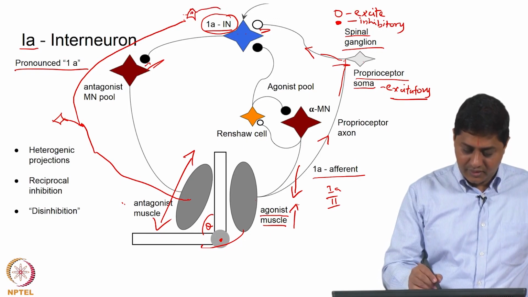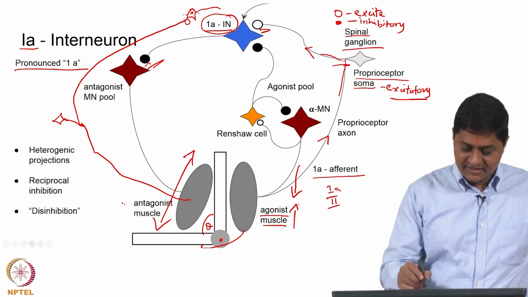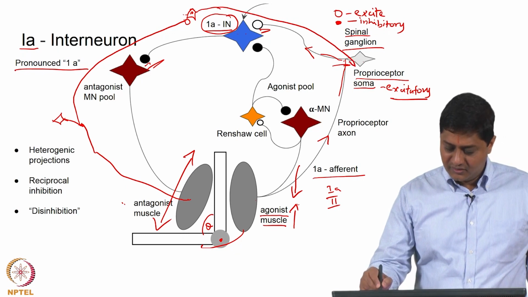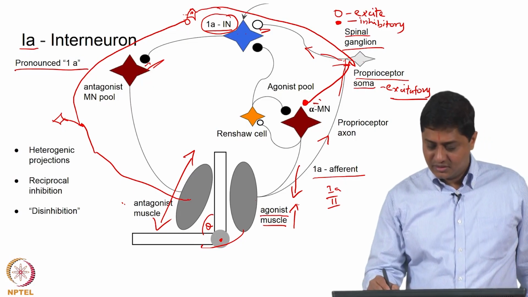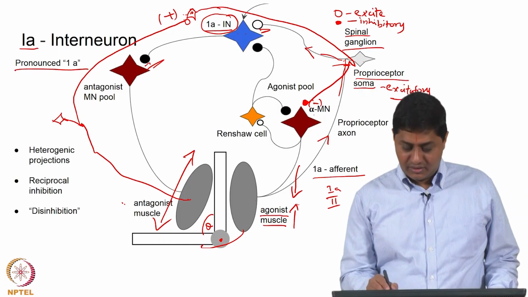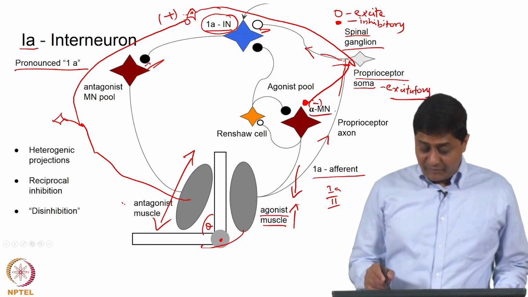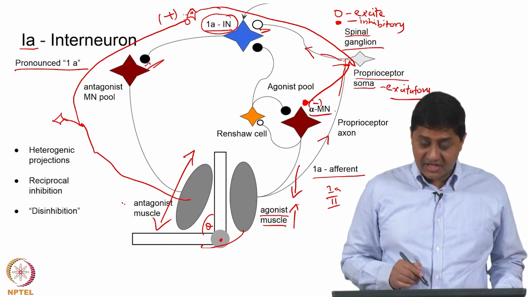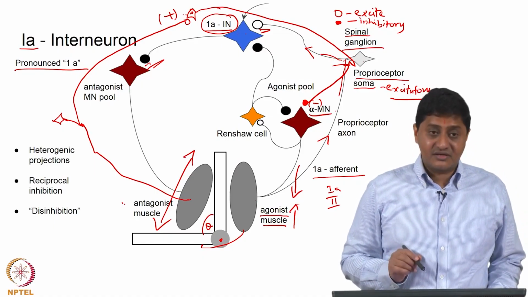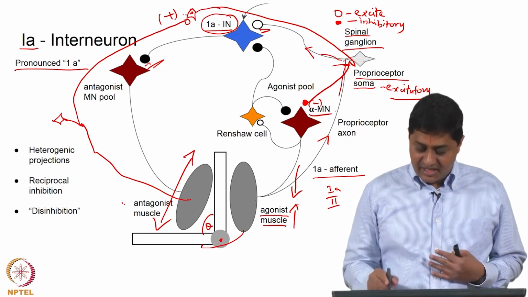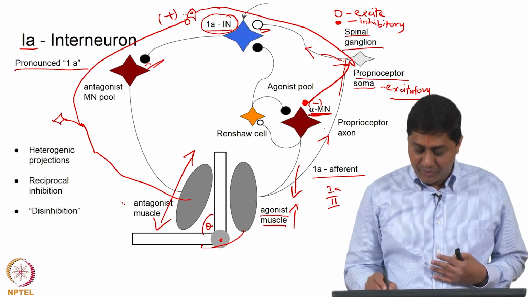This is the 1A interneuron. This is exciting a different 1A interneuron, and that 1A interneuron is going to inhibit this alpha motor neuron. Why? That pool of alpha motor neurons is the one that is causing this contraction. I want to prevent, minimize, or slightly reduce, or control the amount of contraction that is happening in this alpha motor neuronal pool.